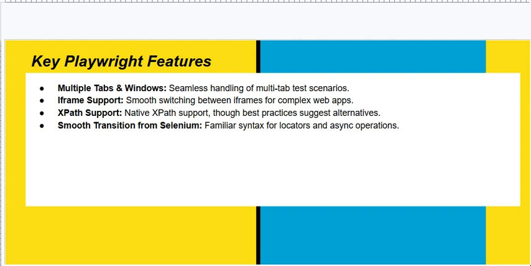XPath support. Playwright natively supports XPath, allowing users to utilize this selector method without additional plugins. However, the best practice suggests avoiding XPath wherever possible, a topic we will explore further in the upcoming classes.